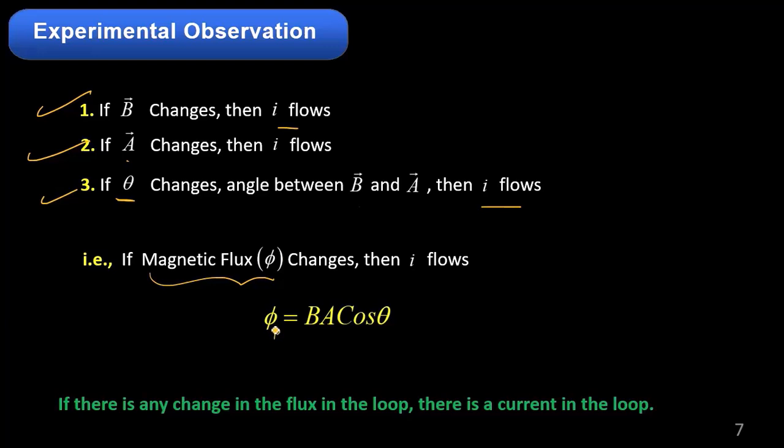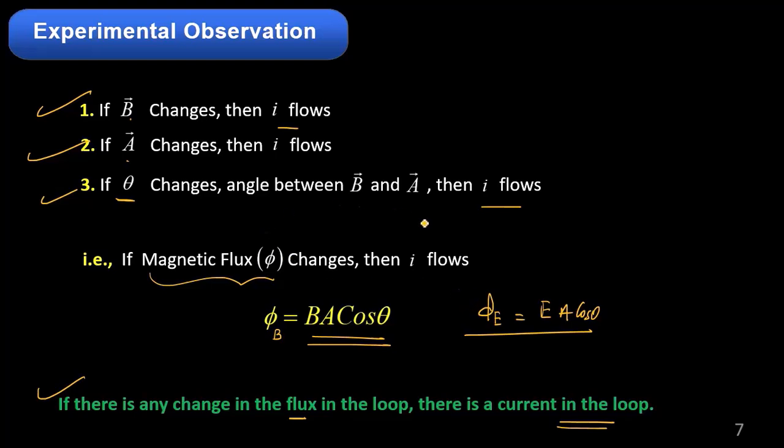So I write the magnetic flux as phi B equals B A cos theta. The same logic goes for the electric flux, phi E equals E A cos theta, where E is the electric field. Whenever there is a change in flux, whether I change the B value, A value or theta value, I am changing the flux parameter. So whenever I change the magnetic flux inside the loop, there is a current in the loop. That is the answer for this situation.